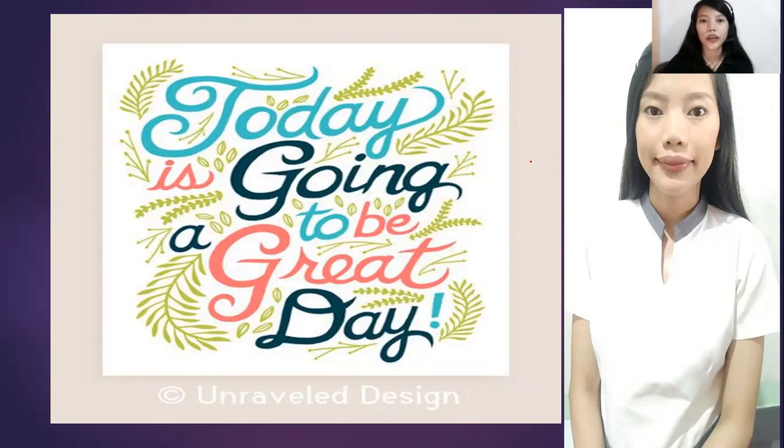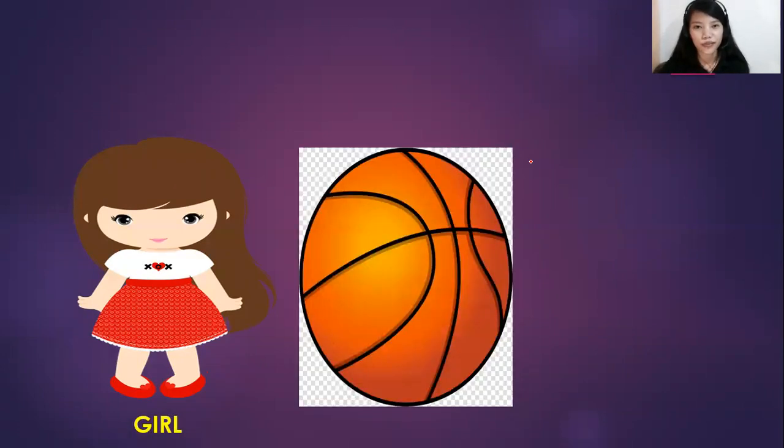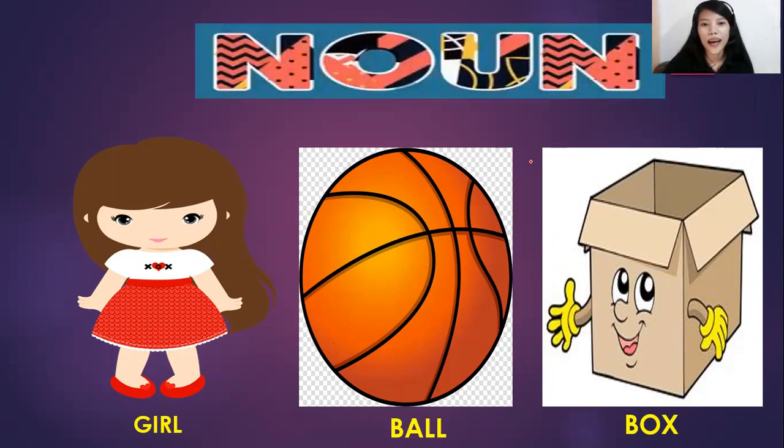So before we start our lesson, I have provided some pictures. What I want you to do is to label these pictures on screen, okay? For our first picture, what do you think this picture is? This picture is, very good, a girl. How about the next picture? Correct, it is a ball. And then the last picture we have, very good, we have a box. And these pictures are what we call nouns.